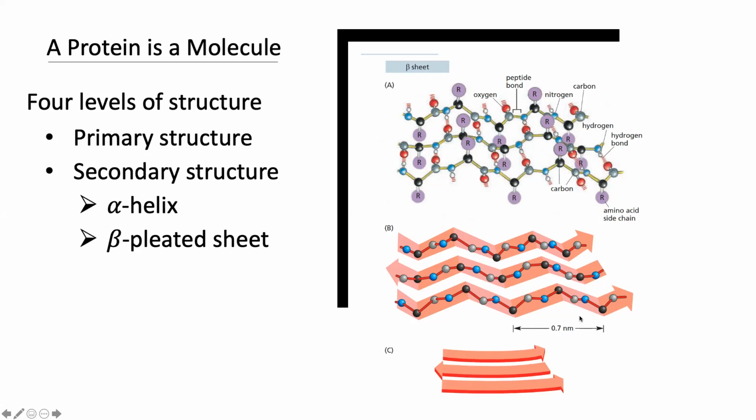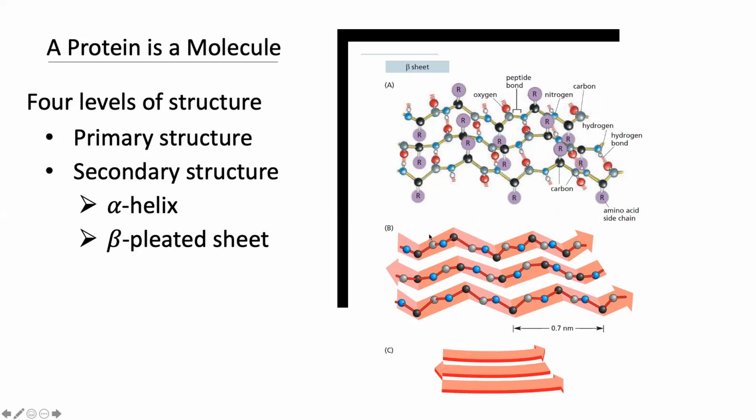You also have beta pleated sheets. These are kind of zigzag sheets of amino acids that are also held together by hydrogen bonds, but they zigzag back and forth. One goes in this direction, another strand goes in that direction, and another strand goes in that direction, and they're all attracted to each other. We represent it a lot of times as these arrows that are pointing in different directions. We see these all over the place in different proteins as well.